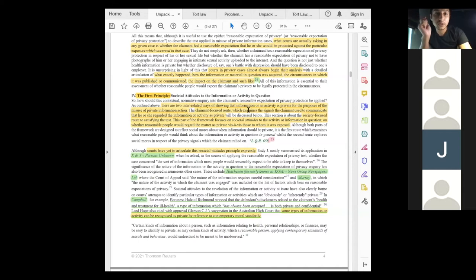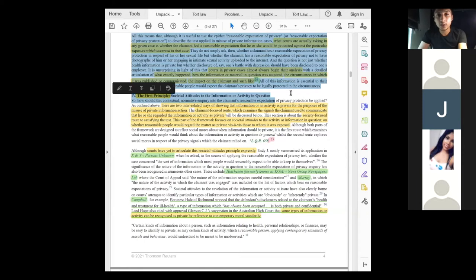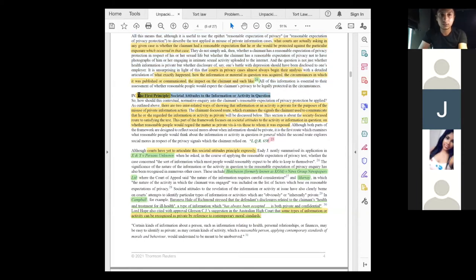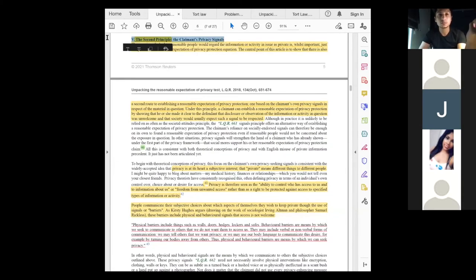The second is the society-focused route to satisfying the test. This part of the societal attitudes to the activity or information in question looks at whether reasonable people would regard the matter as private vis-a-vis those to whom it was exposed. So these are the two interrelated ways. The two interrelated ways are basically most of the answers derived from this first principle, the societal attitudes to the information in question, and its linkage with the claimant's privacy signals. So that is it.